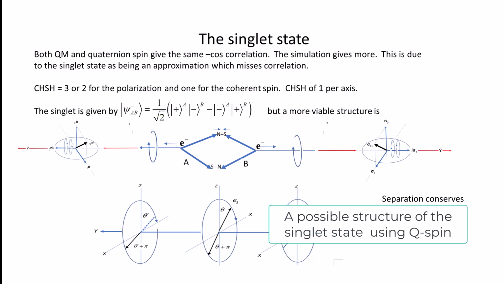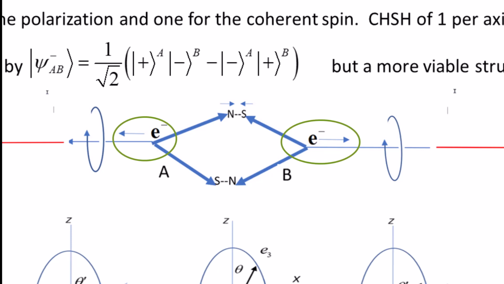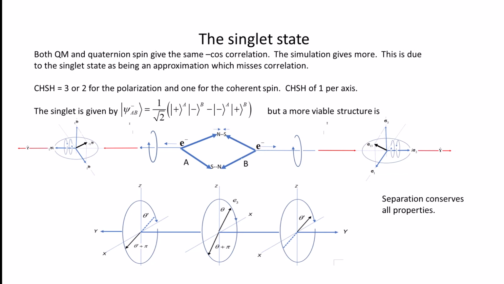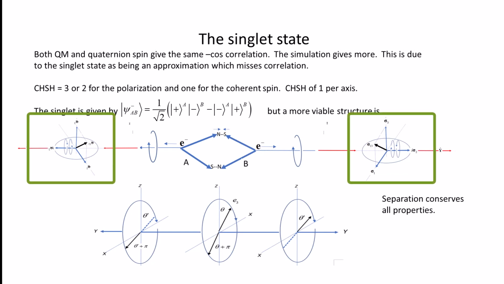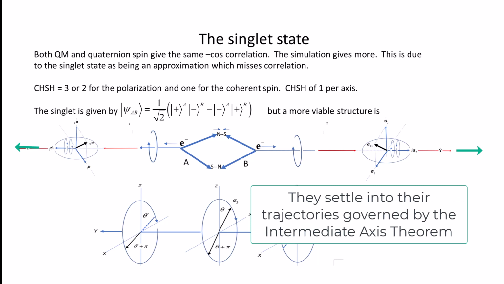Q-spin has structure and helicity. Think of the electron. The magnetic attractions here are balanced by the repulsion of the charges. They spin about the axis as shown. When they separate, they do so while conserving everything, and everything settles into their separate trajectories, spinning the same way and forming a resonant spin that goes on to Alice and Bob for filtering. I like to think that the intermediate axis theorem works here as they settle down into their free flight forms.